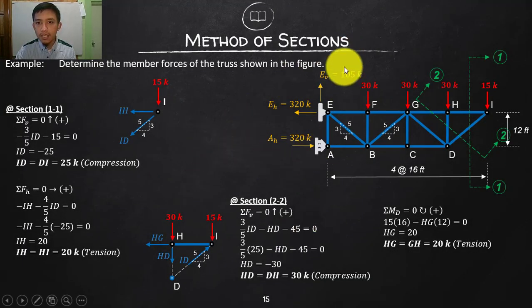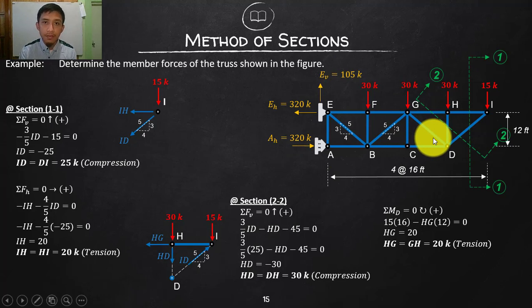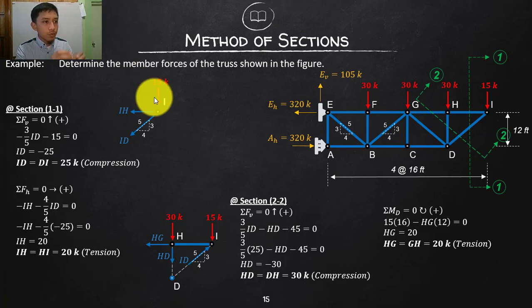Now, once we already have the reactions, all we need to do is transfer them into the system, or the truss itself, and distribute them into the members, and then we will have what we call the member forces. In sections, we are going to cut. In joints, we consider joint by joint, but here we are going to cut at a plane and then consider either the right side or the left side.